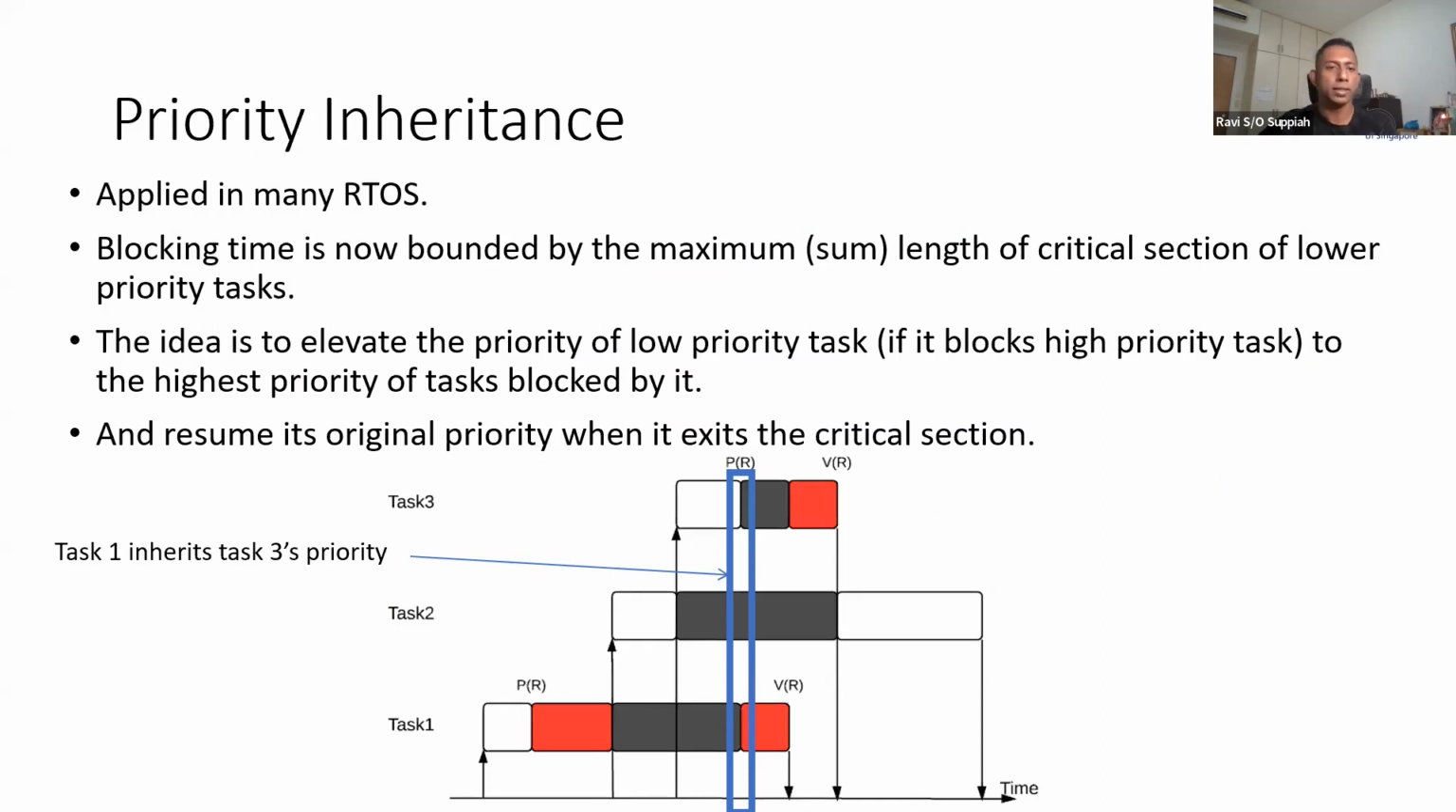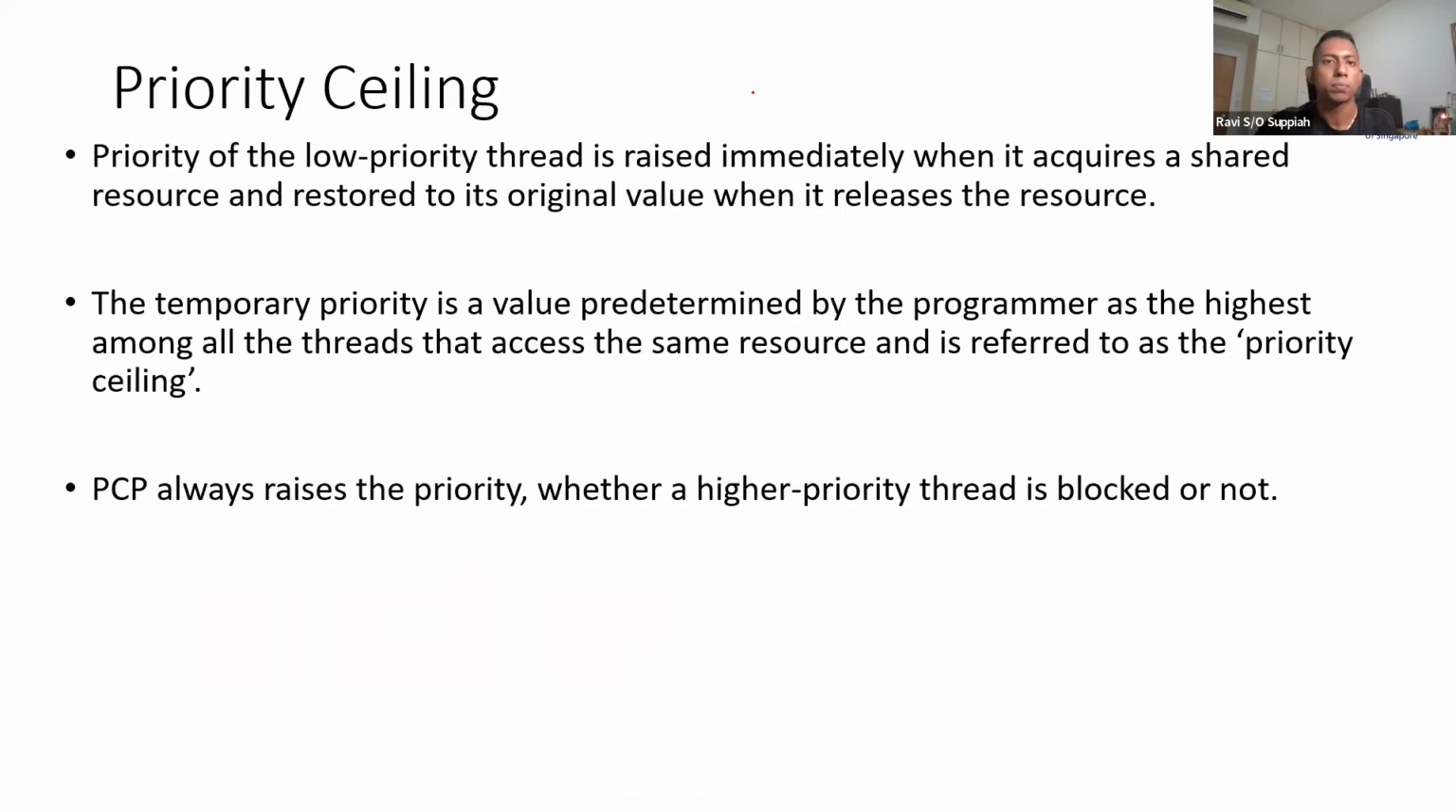So the lower priority task inherits the higher priority task's priority for that duration until the resource is released. The other variation to this, what we call the priority inheritance protocol, in short form PIP. The other one is the priority ceiling protocol, which is PCP. So how is PCP different? It will raise the priority the moment it acquires a shared resource.